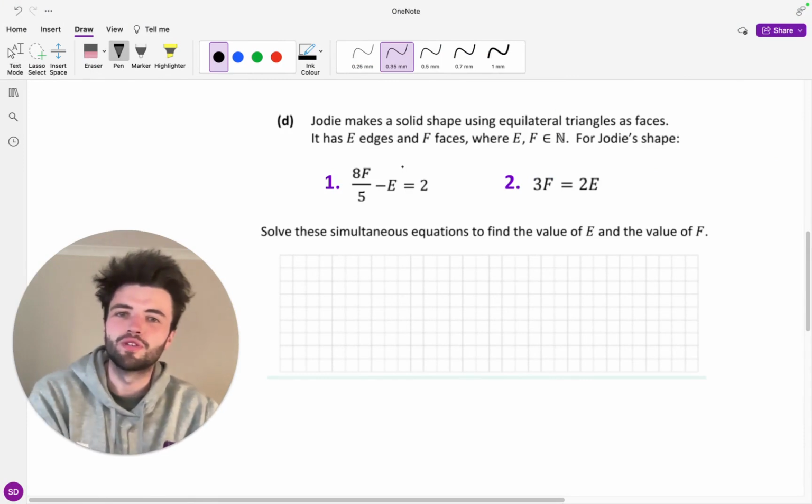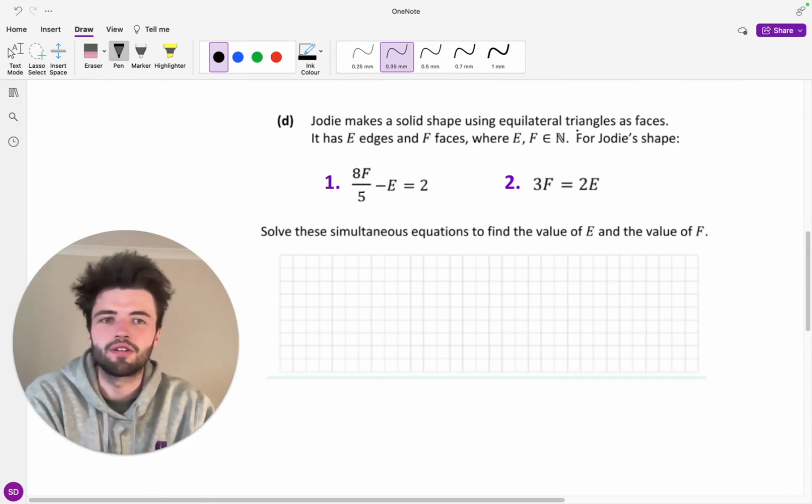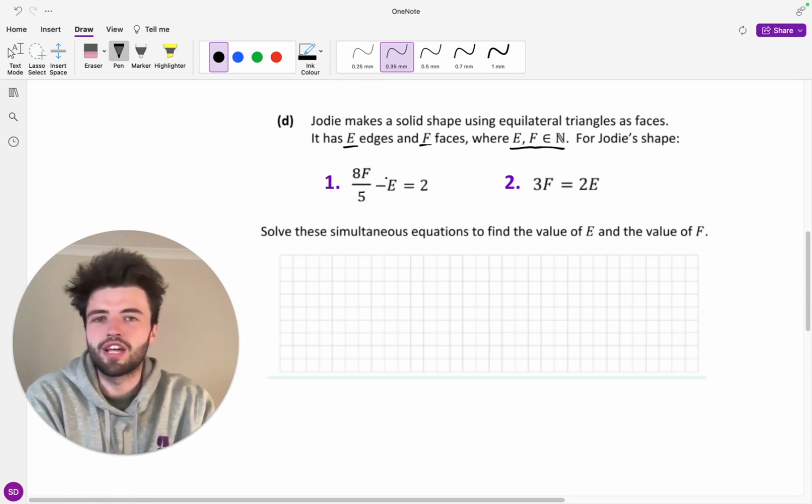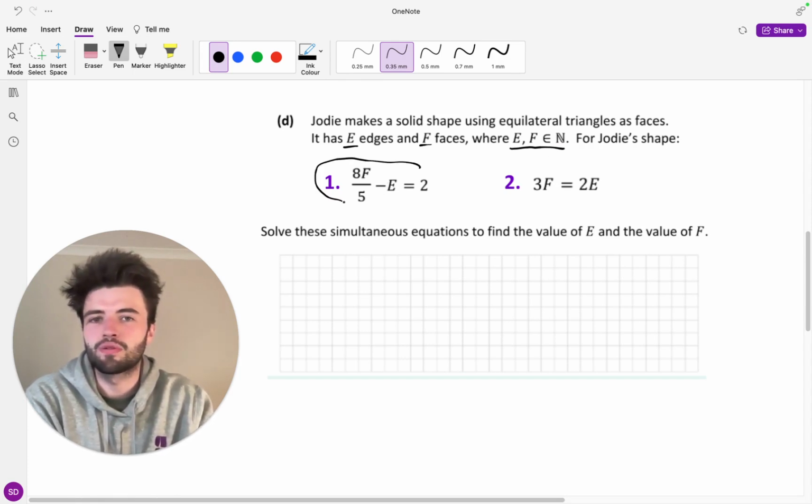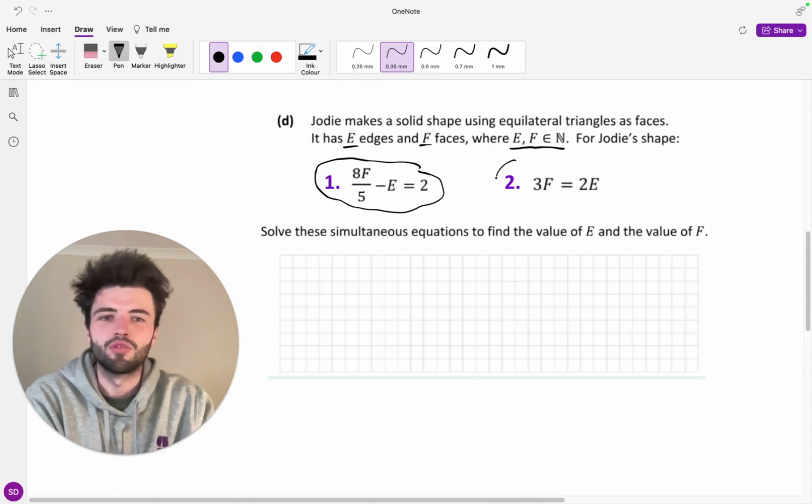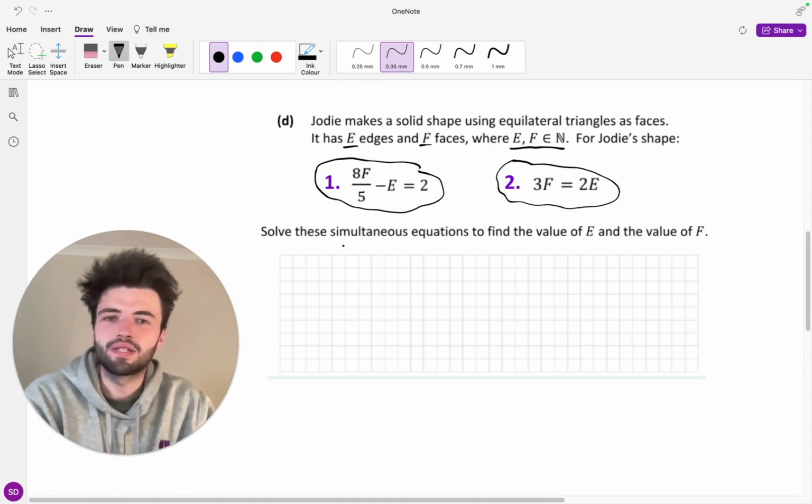So in this question here, we're told that Jody makes a solid shape using equilateral triangles as faces, and it has E edges and F faces, where E and F are both natural numbers. And so for Jody's shape, these two equations are true. So we're given two equations involving the number of faces and the number of edges. And we're basically asked to solve these simultaneous equations to find the value of E and the value of F.